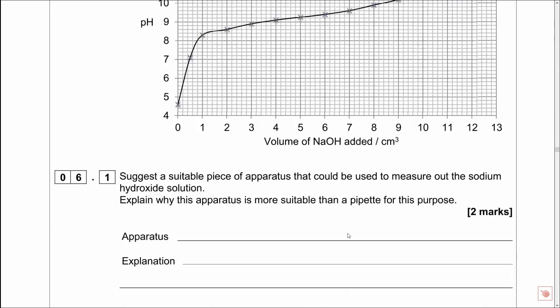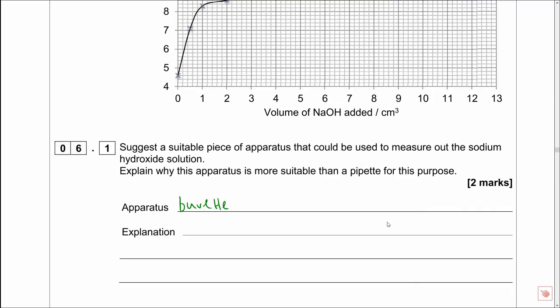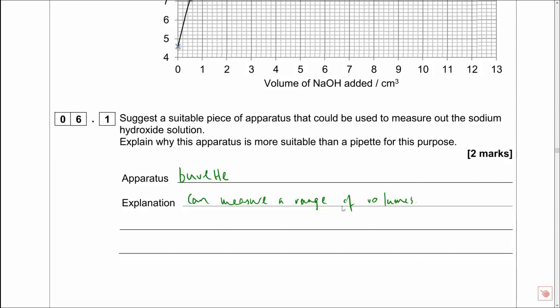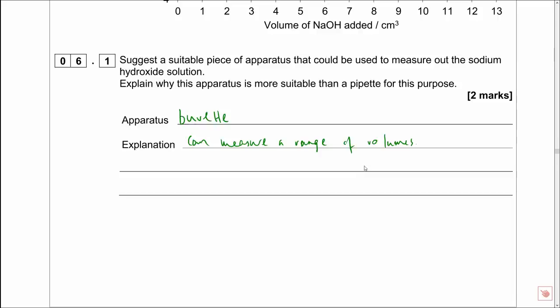Okay, so a suitable piece of apparatus that we use to measure out the sodium hydroxide solution. Ridiculous question, really. Well, you'd use a burette in any kind of titration. Explain why this is more suitable than a pipette for this purpose. Well, a pipette only measures a set volume. It doesn't measure a range of volumes. A burette can measure, or deliver, a range of volumes. It's not just 25, it can give any number. This is quite an easy question, that one.